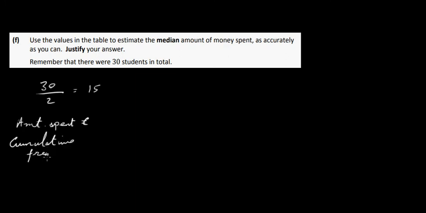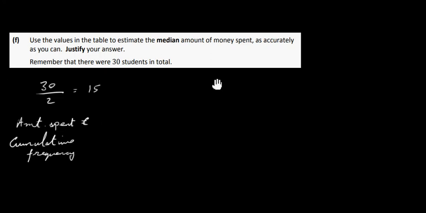Now it says here, remember that there were 30 students. Normally what we would do is take the 30 students and divide by 2 to find the median. We would get 15. So we would have to take the 15th and the 16th number, add them and divide by 2. Now if we look at our table here, we have the amount spent in euros, and what I'm going to do here is write down what's called a cumulative frequency. I'll just explain what that means in a minute.